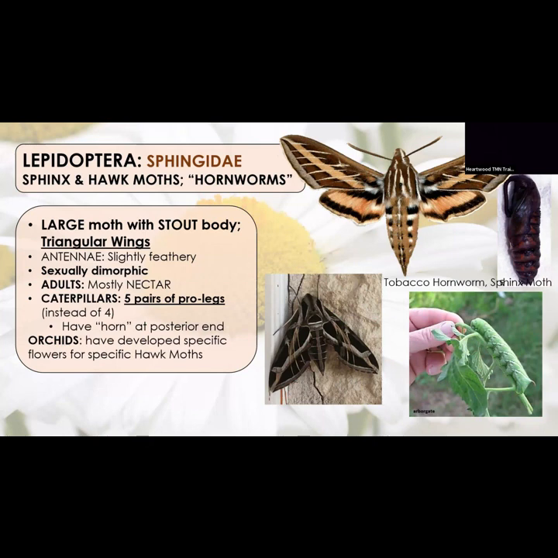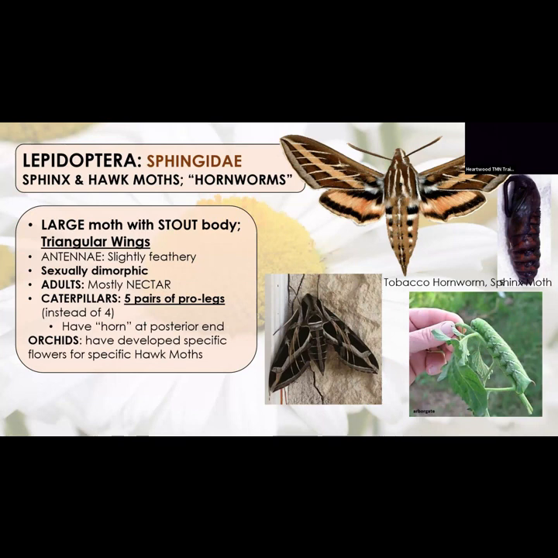Caterpillars have 5 pairs of prolegs, which helps you out. Prolegs are those fake legs that caterpillars have, where they've got the 3 real ones and then the big chunky ones that we all see that aren't actually legs. These caterpillars have 5 versus 4 prolegs. So it's a way you can identify a sphingid moth that has a horn. It's got 5 prolegs.